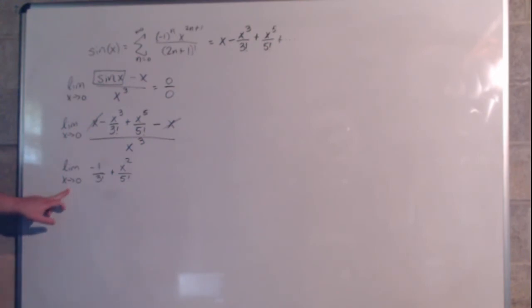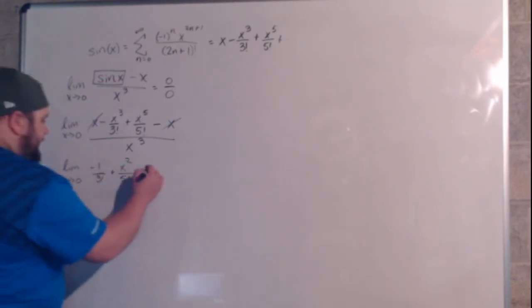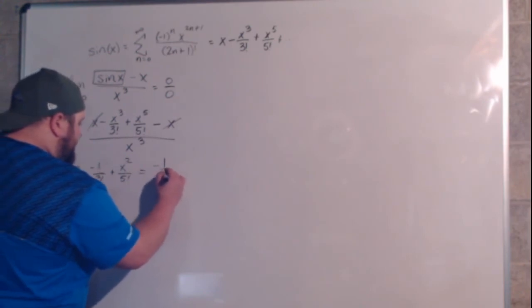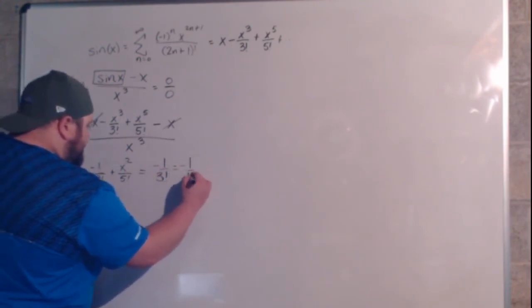Now if I were to apply the limit, this has nothing to do with x, so it's just going to stay itself. This term is going to go to 0. So I am left with minus 1 over 3 factorial, or minus 1/6.